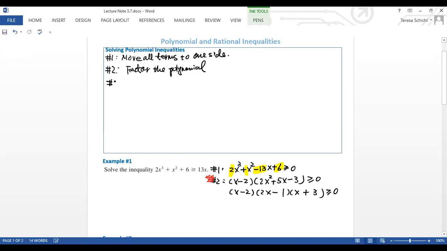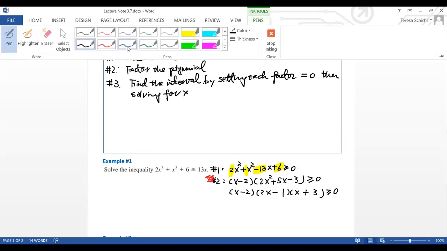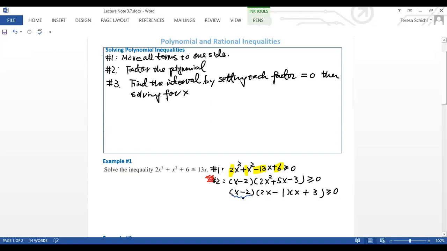Okay, then step number 3 is I need to find the interval. How do I find the interval? By setting each factor equal to 0, then solving for x. That's why we want to factor. So after I factor, I set this x minus 2 equal to 0, I set this one equal to 0, and I set this one equal to 0.